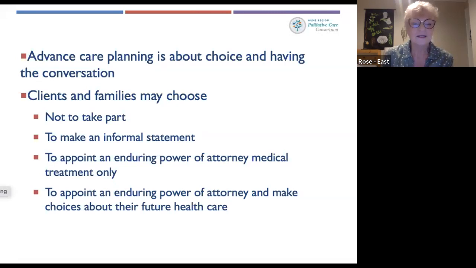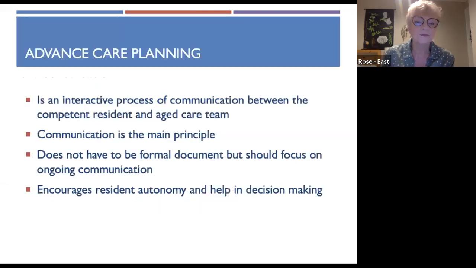Now, as I said, they may not choose to take part. We just try and do the best we can, but at least if we've given people plenty of opportunity to take this up and actually create a plan, then we've done our job. Interactive communication is the main principle.